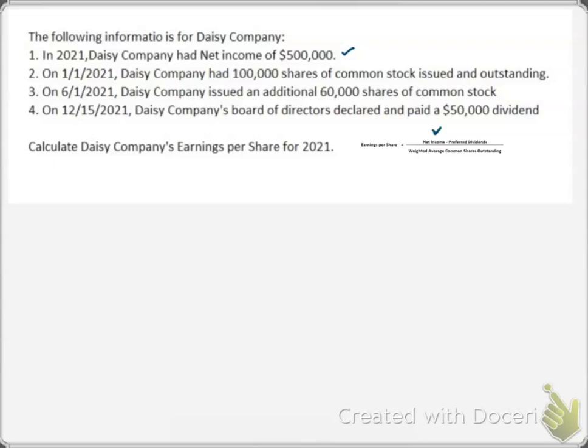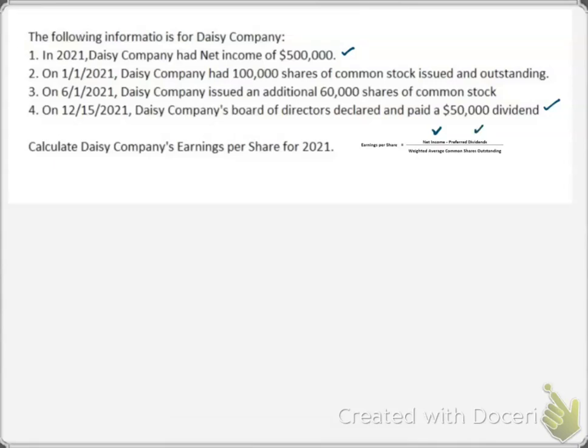The next part is subtract preferred dividends. Well, they don't mention anything about preferred stock. They do mention dividends in part 4, but since no preferred stock is mentioned, the entire dividend will be paid to common stockholders. So we do not need to worry about the preferred dividends part of the formula.